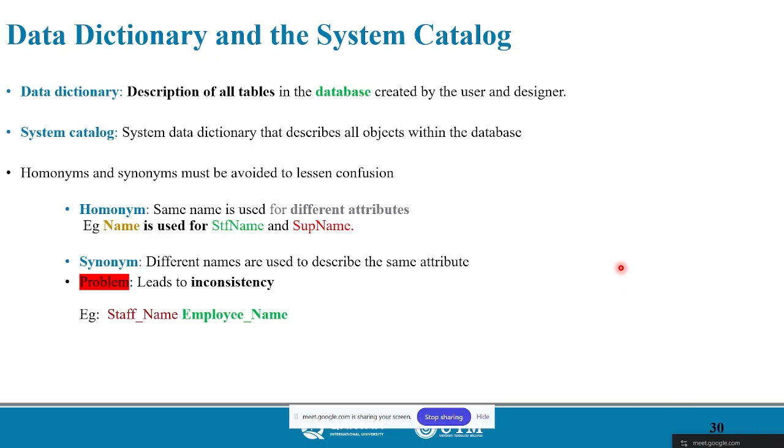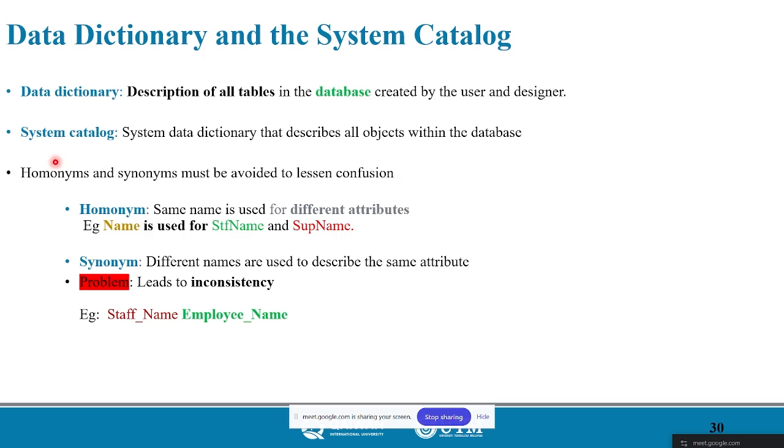Now, a data dictionary and system catalog. Data dictionary is a description for all tables in the database created by the user and the designer. This would be the data dictionary. A description for all tables. Now, what about the system catalog? System catalog is the system data dictionary that describes all objects within the database. Data dictionary is somehow more general. The system catalog is more related to the database itself.